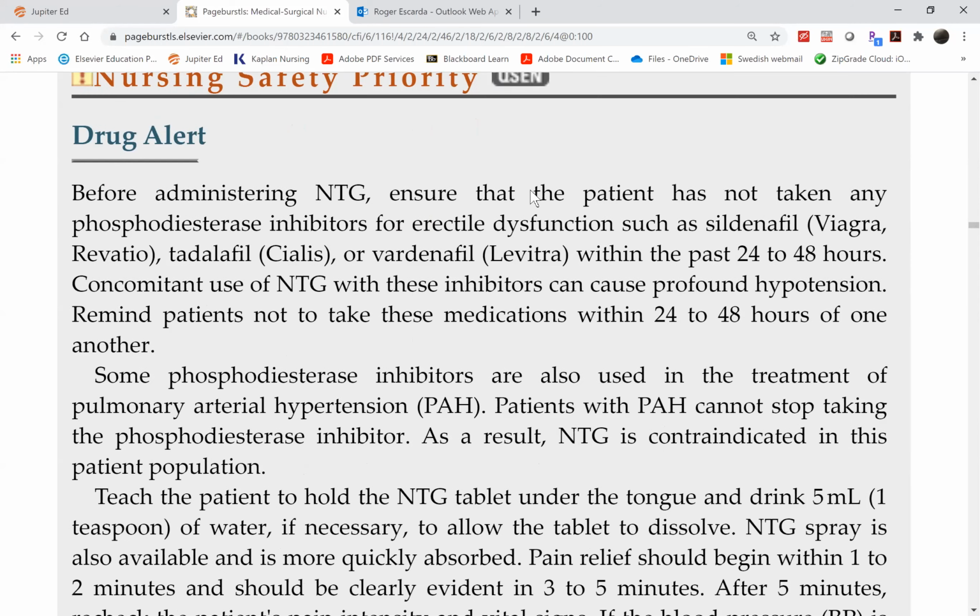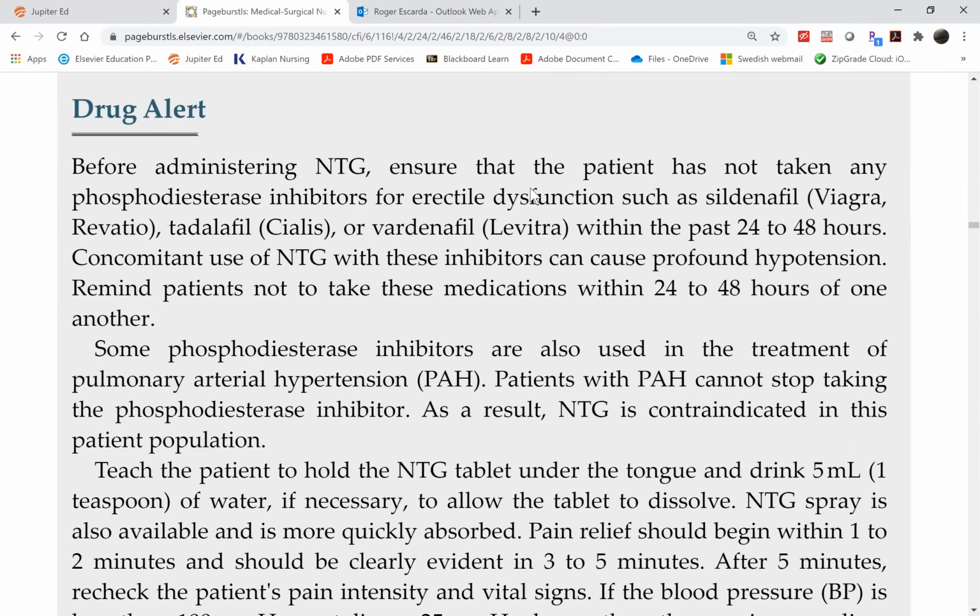Here's a drug alert. This is for Viagra and Cialis. You've seen the commercials. Okay, don't take Viagra if you take nitrates for chest pain, as it may cause an unsafe drop in blood pressure.